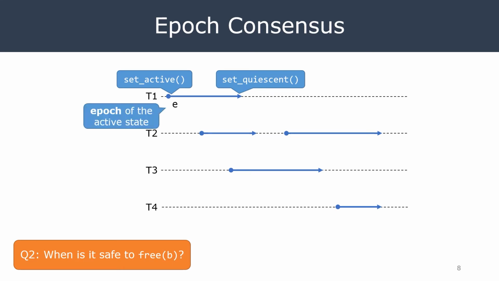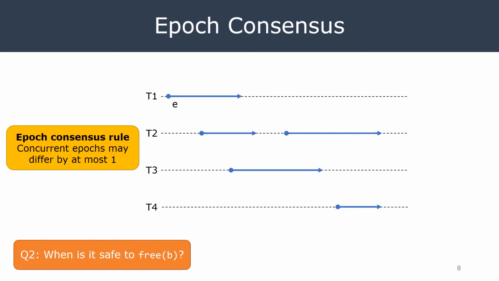When T1 becomes active, it is assigned an epoch number, say E. When another thread enters an active state, it will check if it can increase the epoch following the epoch consensus rule. The rule says that the epochs of the concurrent active states may differ by at most 1. So when T2 becomes active, it sees that the only active state is in epoch E, so T2 can increase the epoch by 1. On the other hand, T3 cannot increase the epoch to E plus 2, as T1 is still active in E. Following this rule, we can mark the remaining arrows.